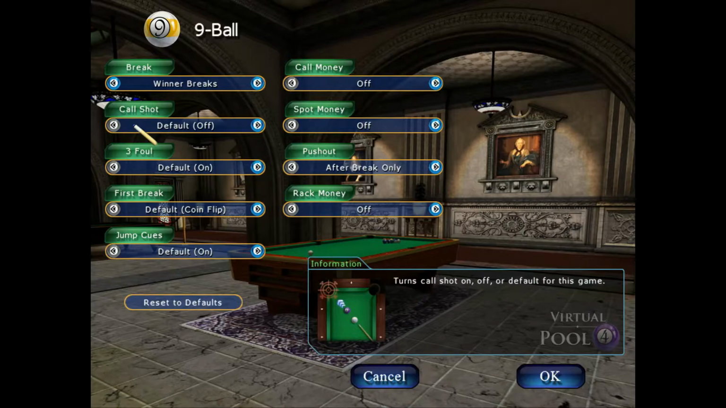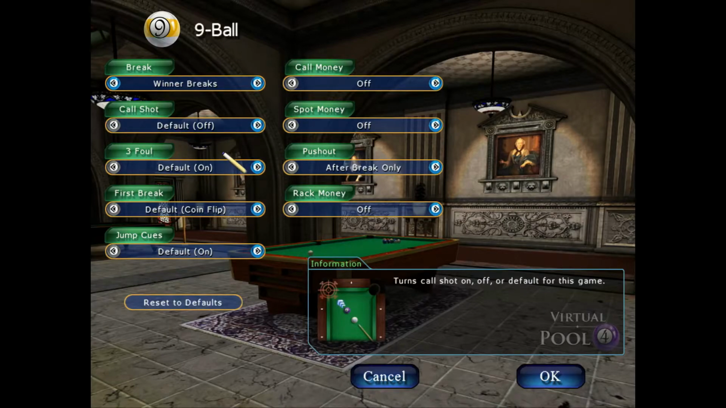In 9 ball, you don't normally have call shot where you have to call the money ball. Normally it's default anyway, but you do have options where you can have it off altogether or you can have it on. But default is generally off.